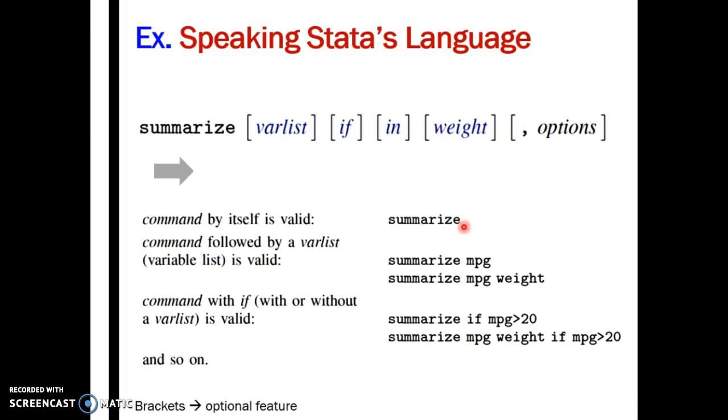If we execute the command followed by the variable names mpg and weight, we would see descriptive statistics in the results window, but only for mpg and weight. Furthermore, if we want to restrict our results only to those cars that have miles per gallon greater than 20, then we can add a conditional statement telling Stata to summarize miles per gallon and weight if the car has miles per gallon greater than 20.